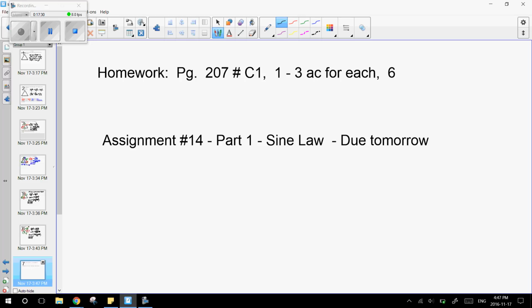You have some homework questions to look at. Look at the communication question number 1. For numbers 1 to 3, do only A and C for each number 1, number 2, and number 3, and then take a look at number 6. You'll also get assignment number 14, part 1 on sine law. Because I'm not here today to help you out, if you have any questions, instead of it being due at the end of class, it'll be due tomorrow, so you'll have a chance to ask me questions before you hand it in. Use your class time wisely, you can more than likely get most of that done.